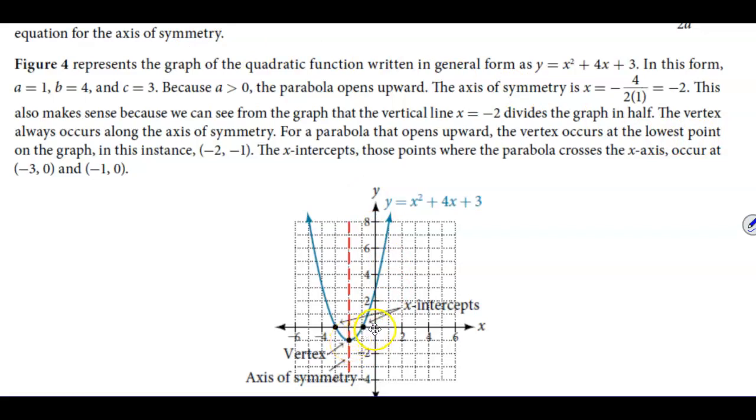And that vertex is the following. If we move to the left 2 x units and then down 1, which is negative 1, we would get a vertex of negative 2 comma negative 1. Now the x-intercepts are the points where the parabola crosses the x-axis. In this example, it crosses the axis at 2 points. One point is at negative 3, 0, and the other is located at negative 1, 0. Those are the x-intercepts.